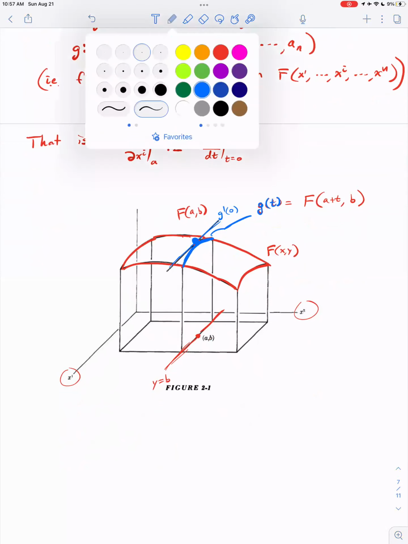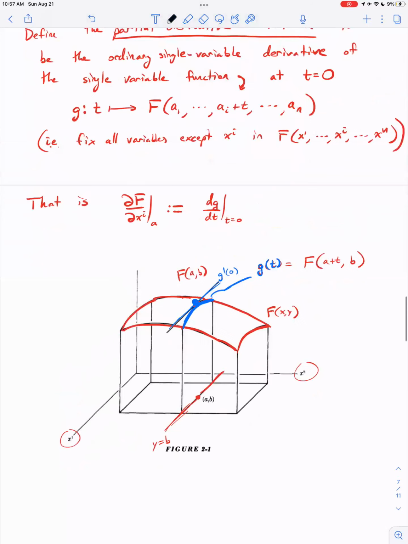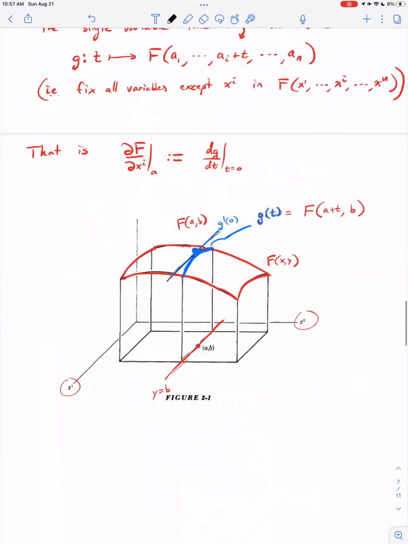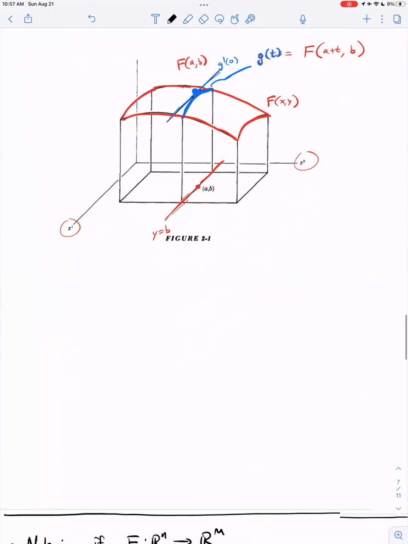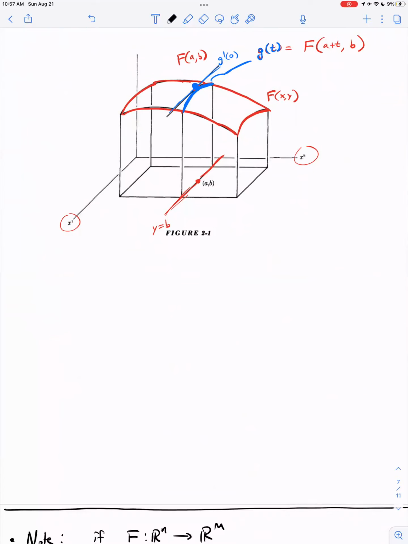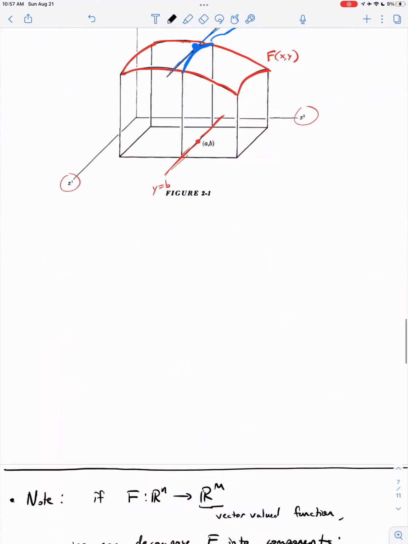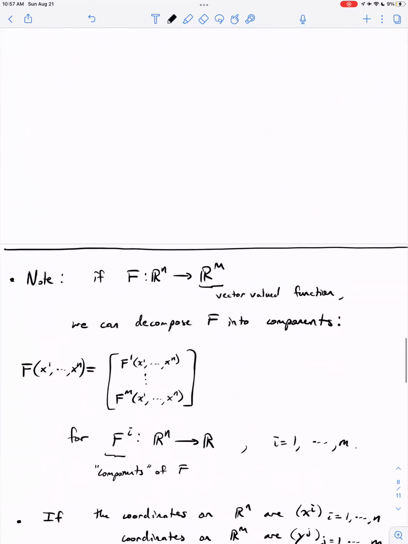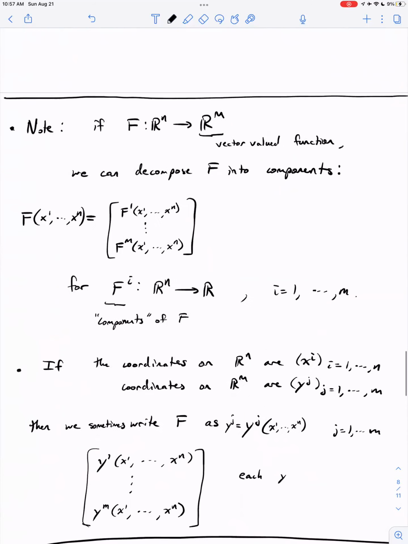Once you define partial derivatives in this way, this is maybe a natural way to do it: you fix all the variables and vary one variable only. Now I want to relate it to how that's what goes into the derivative matrix from before. Okay, just a quick note.